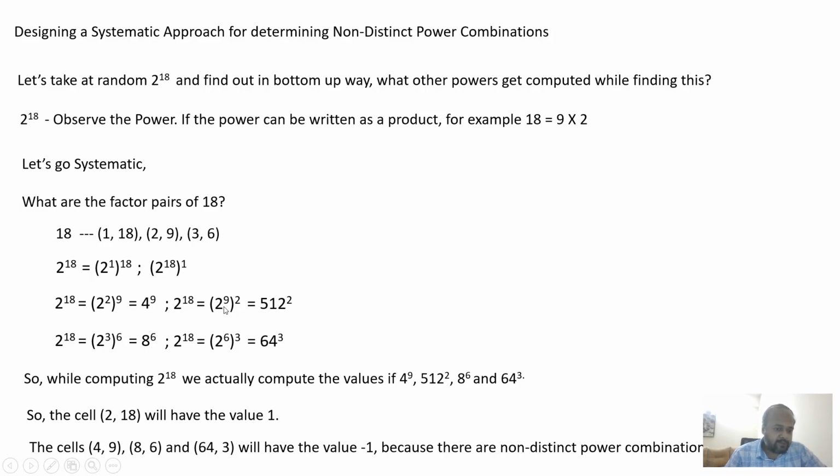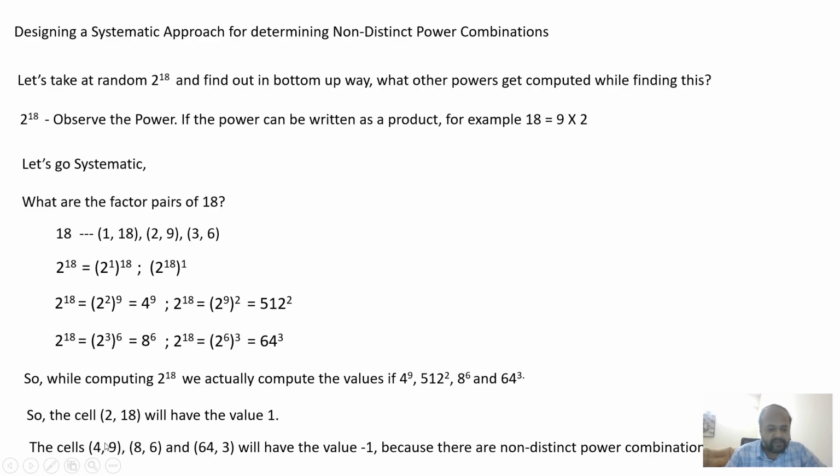Actually, you don't have to worry about it. All that you need to remember is, if the base is going to yield a value which is greater than 100, you can ignore that combination. So the highest that 2 can go is 2 power 6, right? So 2 power 6 is 64. 2 power 7 is 128, right? So anything above 6 you can just exclude, because the base is going to fall beyond the problem's range. And that's why I have excluded 512 power 2, even though it's a non-distinct value that is computed while finding out 2 power 18.